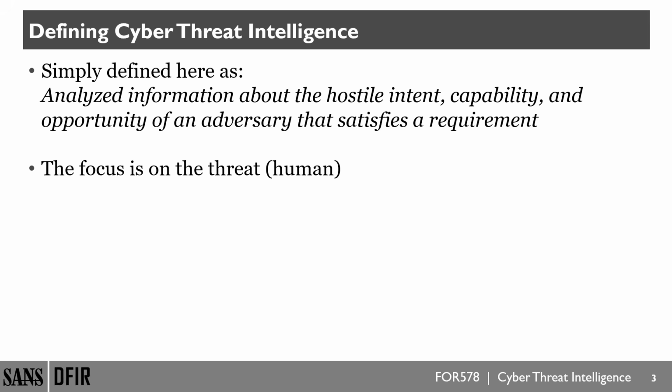If you think about that for a second, maybe for example, the UK government has the capability to spearphish the US government, but if they don't have the intent, then they're not really a threat. So think about those three components of a threat: intent, capability, and opportunity, of course, of an adversary. And again, that satisfies a requirement, which we'll talk about today. CTI isn't for a CTI analyst, it's for some decision maker who gives a requirement to the CTI team.